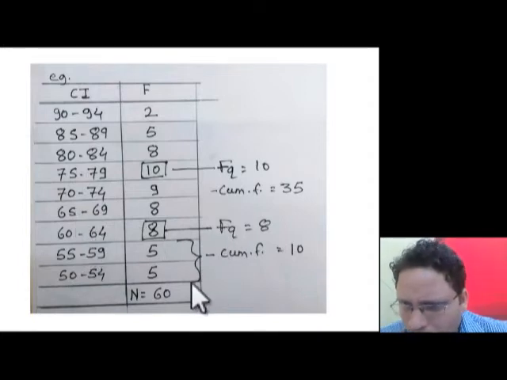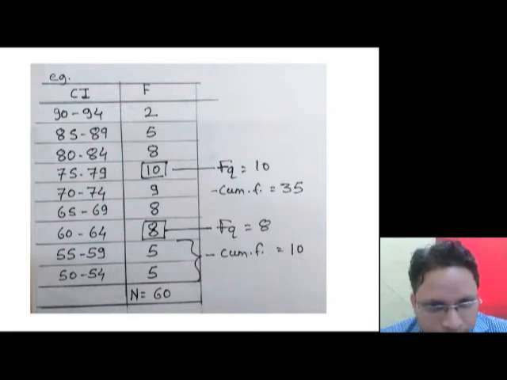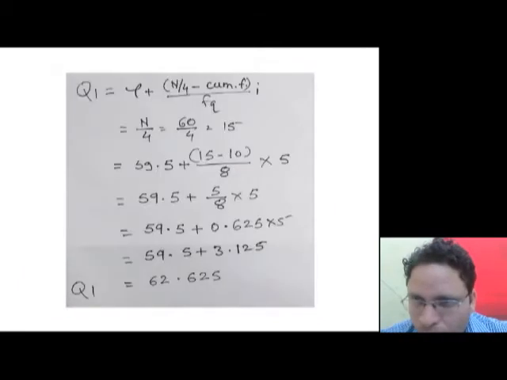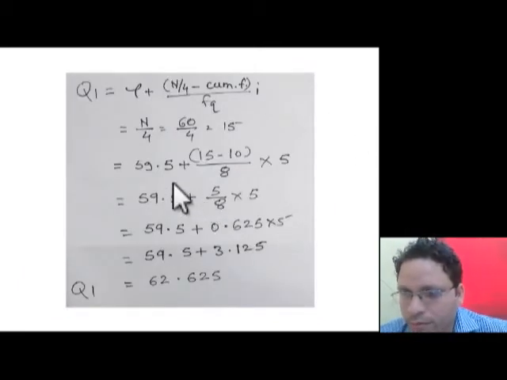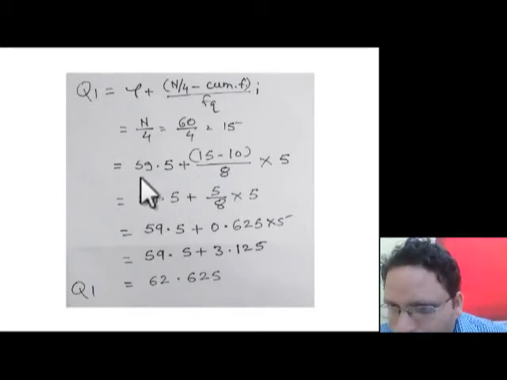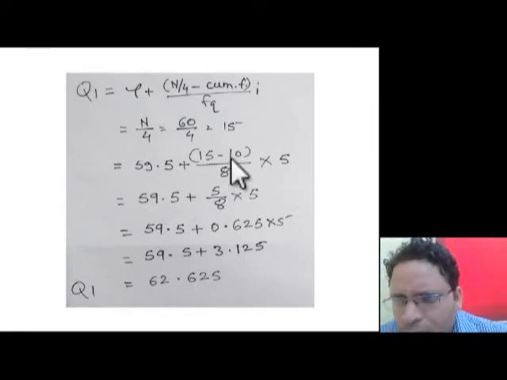Now we have got all these: the cumulative frequency, fq, L, and i. Now we can put all these values into the formula. So 59.5 plus n upon 4, 15, minus cumulative frequency 10, divided by fq 8, into our i, that is the distance between class intervals, 5.